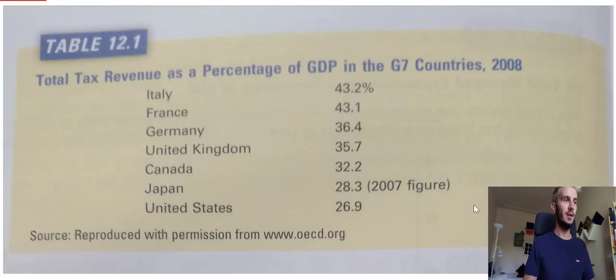Next, the total tax revenue as a percentage of GDP. So how heavy are you taxed? How much of the GDP represents the taxation? As you can see, we have two groups of countries. Let's say Japan and United States with low taxation, and Italy and France with heavy taxation, and some countries in between like Germany, UK and Canada.